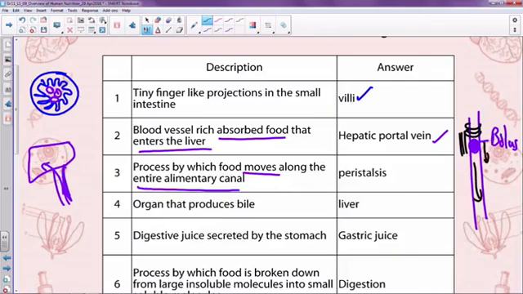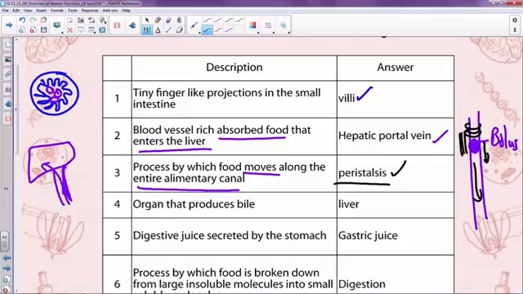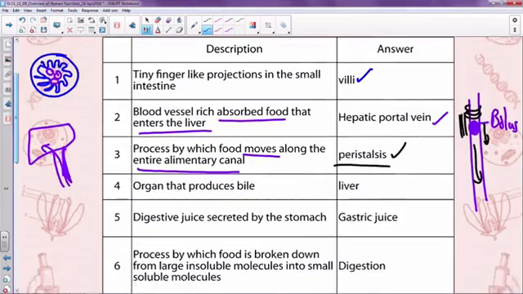And often when you find that your stomach's churning, or after a meal you sit down and feel some kind of movement, that movement is peristalsis. Essentially what's happening there is that there's contraction of the muscles along the alimentary canal that propel and push the food through. Let's look at number 4.